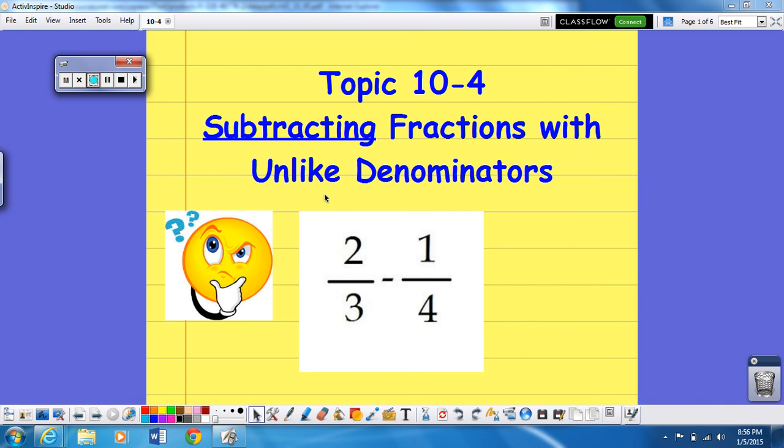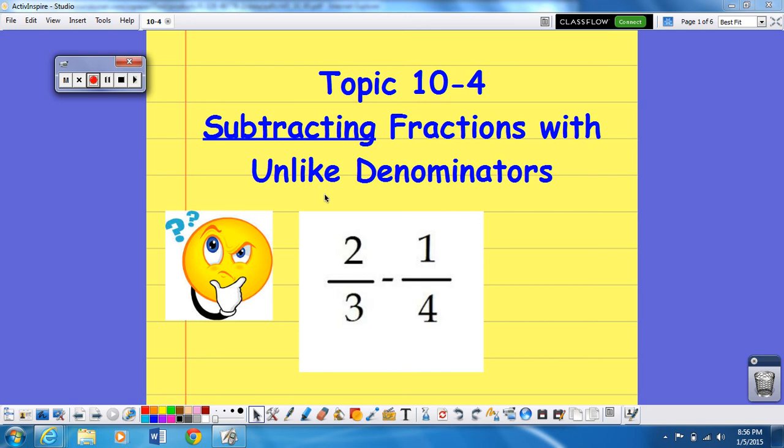Okay, next topic is topic 10.4, and now we're going to be subtracting fractions with unlike denominators. If you remember, yesterday we worked on adding fractions with unlike denominators. And the main thing that you always need to remember is you cannot add or subtract fractions until the denominators are the same. You have to have like fractions in order to add or subtract them.